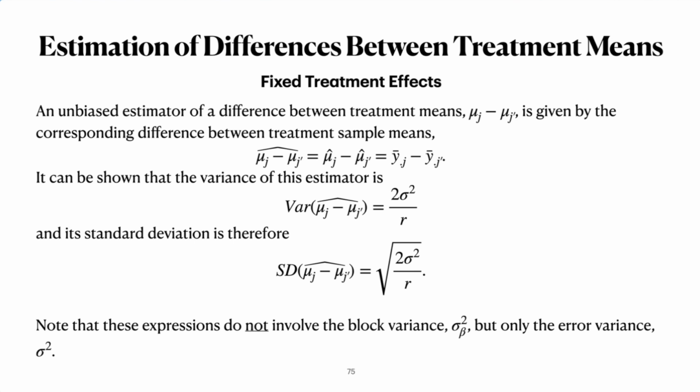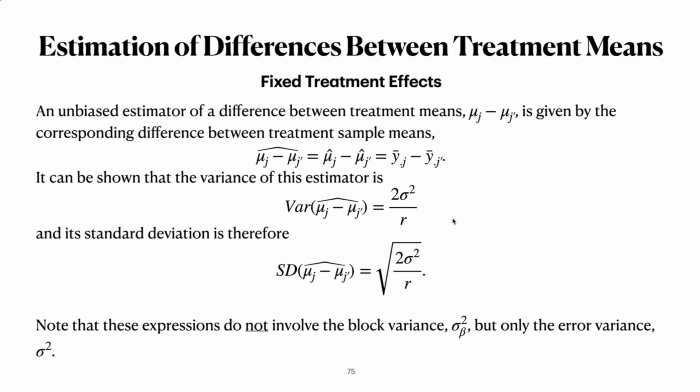Now, the variance of that difference of sample means, the variance of that point estimator for the difference between the treatment means, in other words, the variance of mu sub j minus mu sub j prime with the big hat on it, it can be shown that that's equal to 2 times sigma squared over r, where again r is the number of blocks, the number of replications in this case, and sigma squared is again the variance of the error term. All right. Now, once we have this expression for the variance of our point estimator, we take its square root and we get this expression for the standard deviation of mu sub j minus mu sub j prime with a big hat.